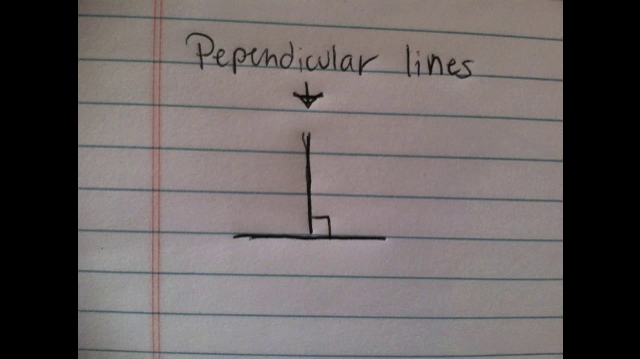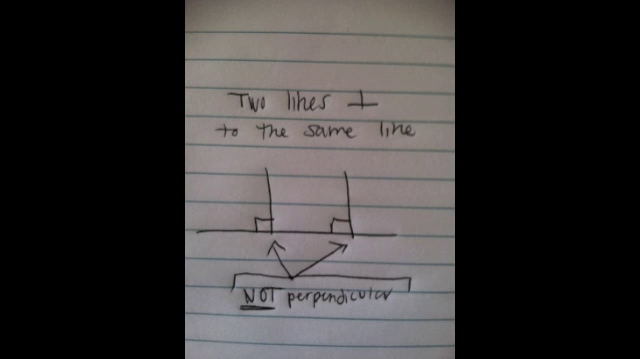First, I just want to say that a perpendicular line is when two lines meet and form a right angle, like a T. So for the first question, I drew two lines that are perpendicular to the same line. And as you can see, since they aren't even touching each other, they can't be perpendicular. Therefore, that first question is false.